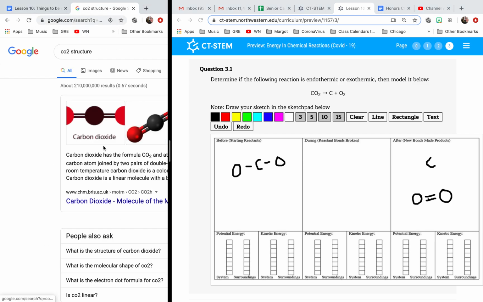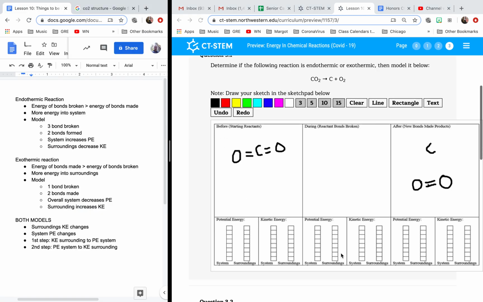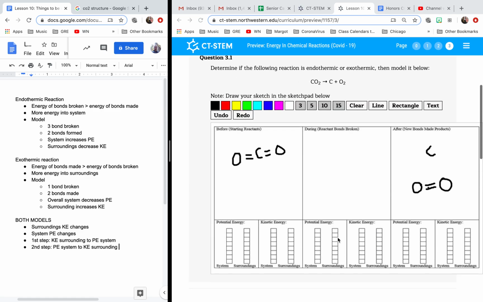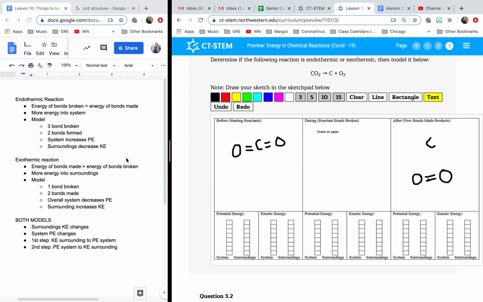So you can always go back and make sure that you are drawing these appropriately. You can also draw these on paper and then just put a note in here: drawn on paper. You just need to make sure you email us that paper with the model on it. So again, we're just going by these actual parameters as we are drawing our models.